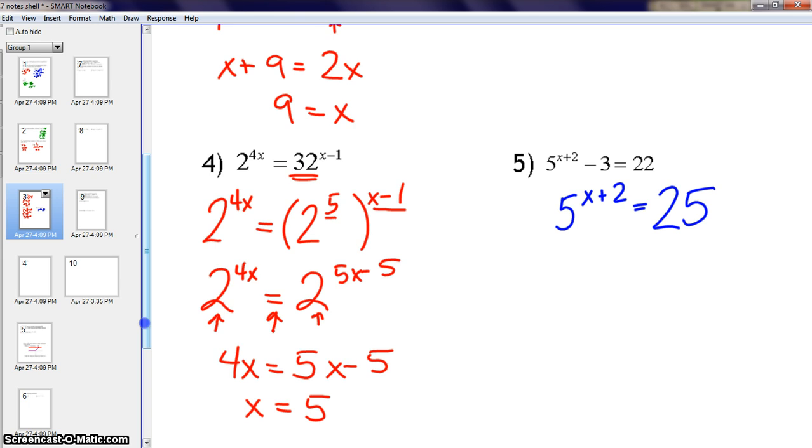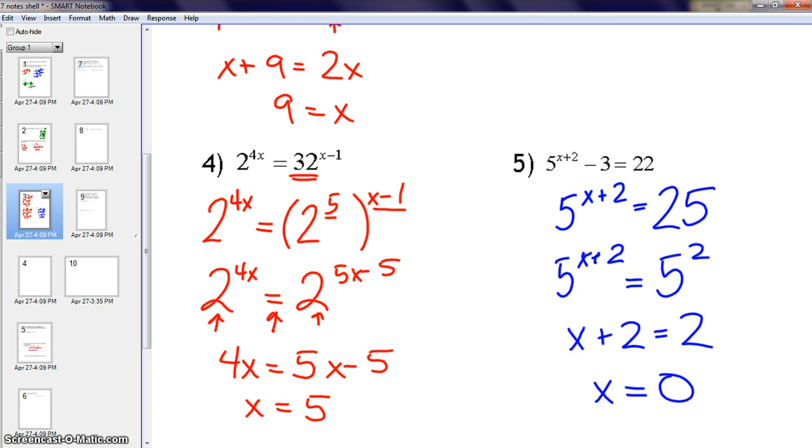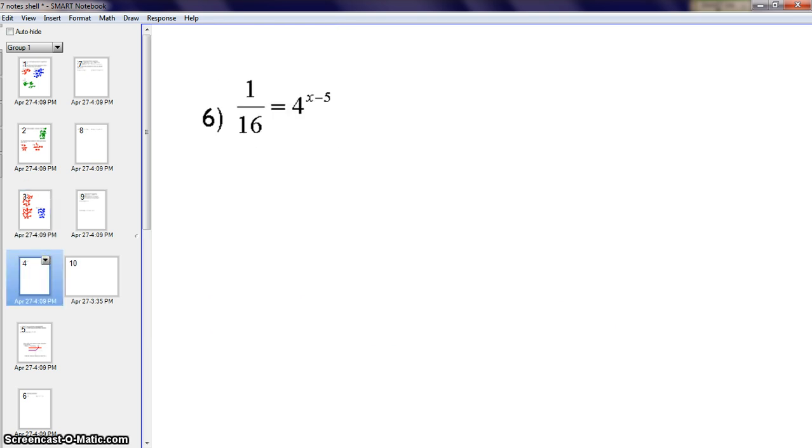Okay, I'd like you to pause and see if you can take it from there. Okay, pause and try number 5 on your own. Okay, hopefully this is what you have for problem number 5. Rewrite 25 as 5 squared. The exponents have to be equal. X would equal 0.